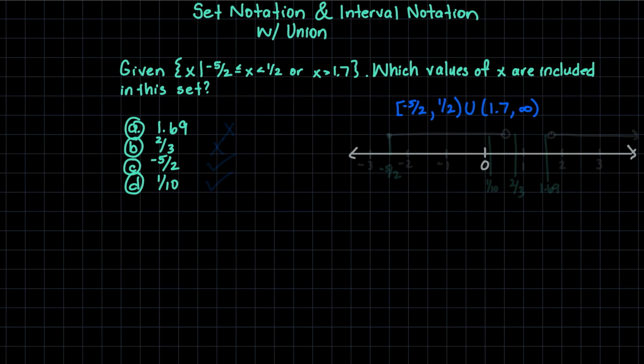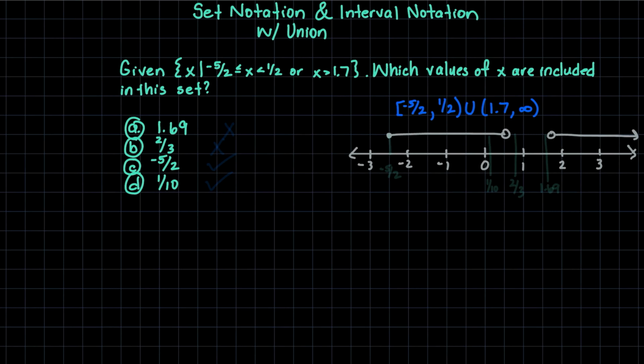Get our number line going. 1, 2, 3, -1, -2, -3. -5/2 is -2.5, which is included. And 1/2, 1/2 not included. 1.7 is gonna fall about here, not included, and continue on to infinity.